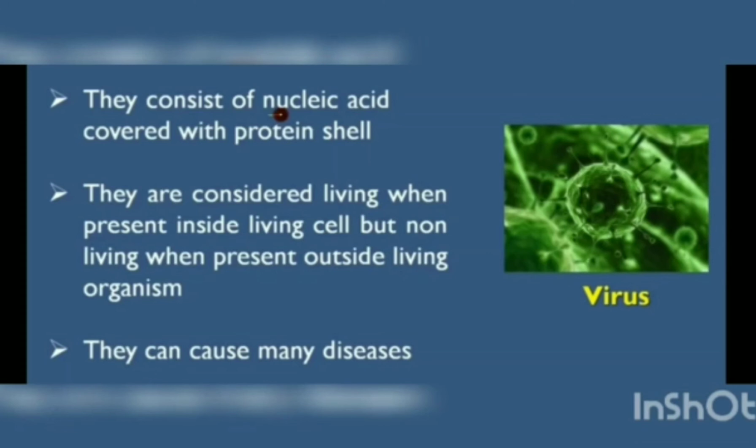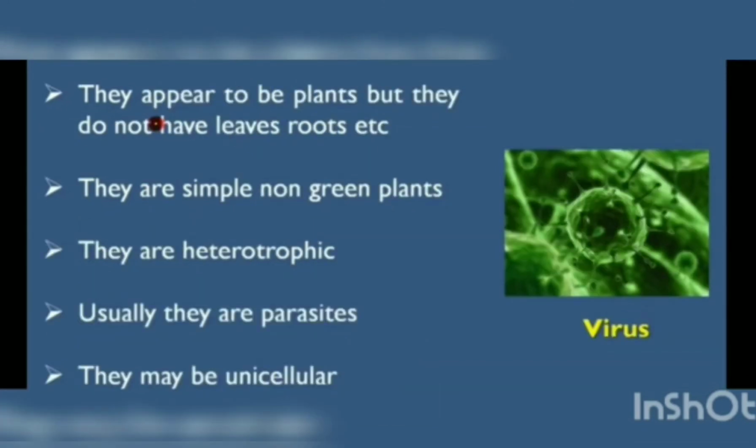They can cause many diseases that we will learn later on. They appear to be plants, but they don't have leaves, roots, etc. They are simple non-green plants, which cannot photosynthesize. That is, they cannot make their own food. They are heterotrophic, meaning they are not autotrophic, they depend on others for their nutrition requirement. They are mostly parasites, meaning they take food from the body they are in or on.